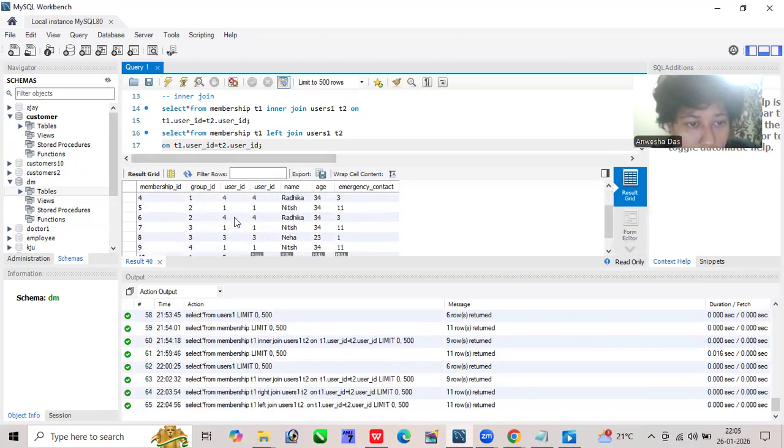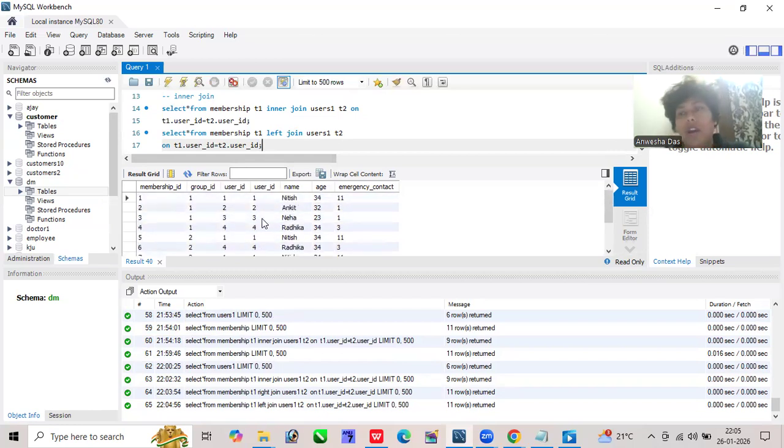See here 1 2 3 4 5 6, right? And the common element obviously 1 2 3 4. I hope you understood the left join means it will take the common element as well as the left side table's elements. The right join will again take the common element, and in the right table, whatever elements are there. And inner join will take only the common element.